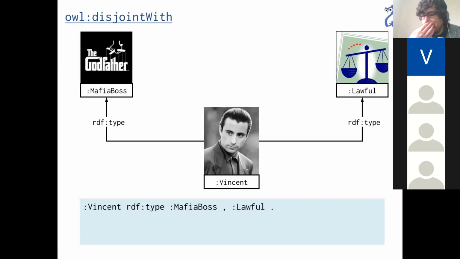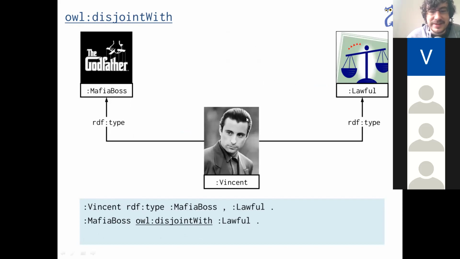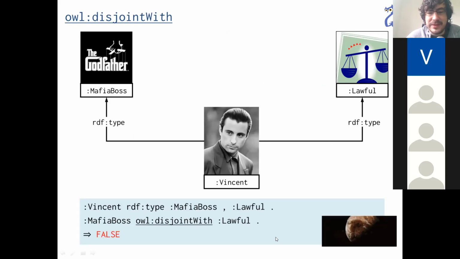We can say that two classes are disjoint with, which means that two classes cannot have any instances in common. So if we say Vincent is a mafia boss and Vincent is lawful, which seems a bit weird, and then we define that mafia boss is disjoint with lawful, someone cannot be a lawful, law-abiding person and a mafia boss at the same time. Then we infer an inconsistency. So the world implodes again. Two classes can never have an instance in common.